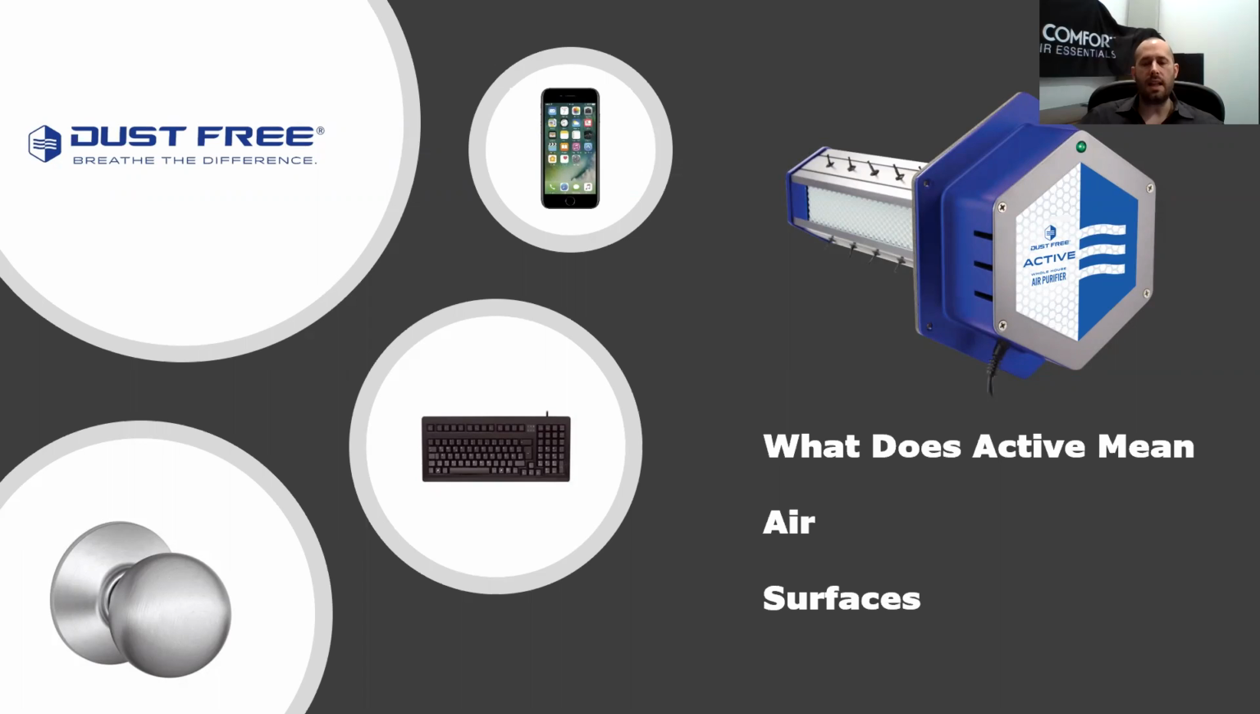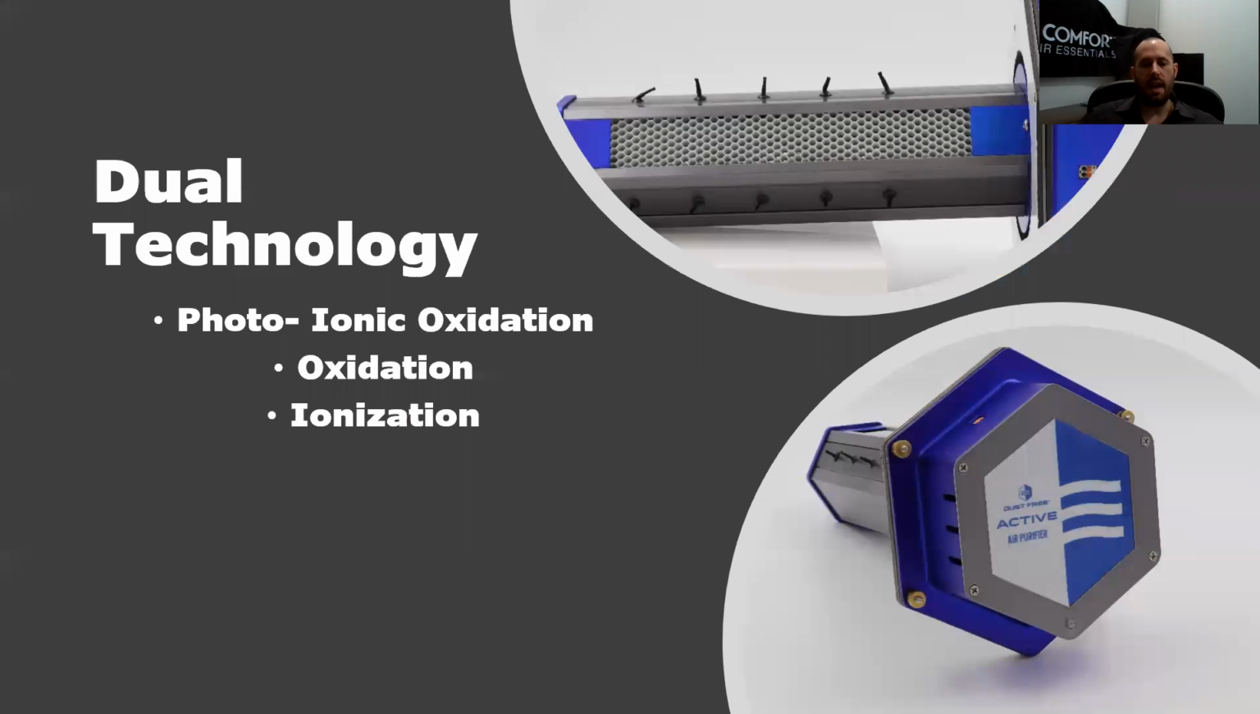Active units clean the air and the surface. Now, the surface is the most important word on this slide because we're talking about desks, doorknobs, railings, things we touch all the time. Again, this unit has two technologies. It's like buying two separate units all in one. It does both oxidation and bipolar ionization.